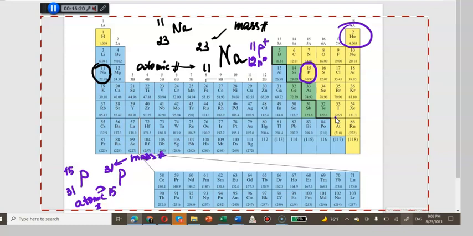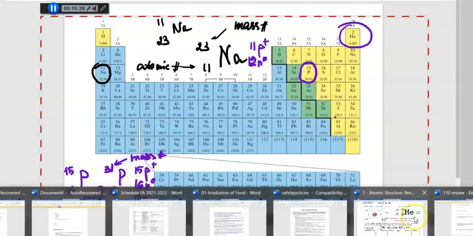So let's define the atom. 15, what does that mean? 15 protons. Yes. 31 minus 15, that means 16 neutrons and 15 electrons, because the number of protons equals the number of electrons.